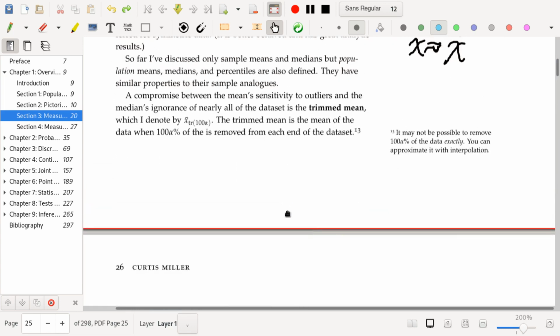So all of this was talking about sample results. There are analogous population numbers too.